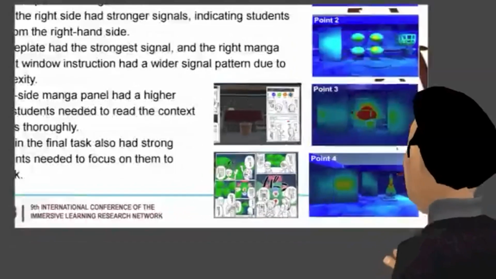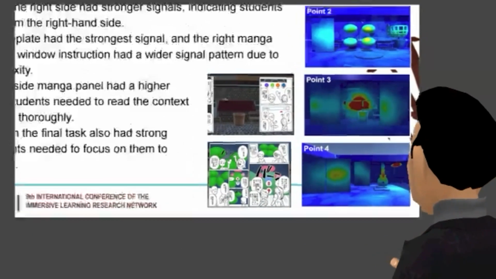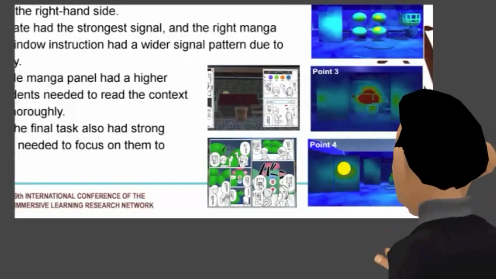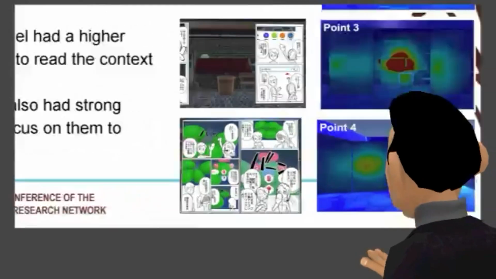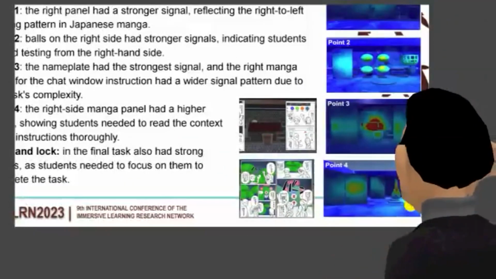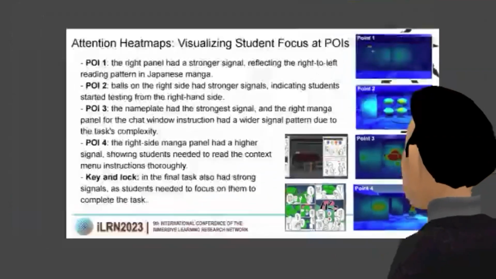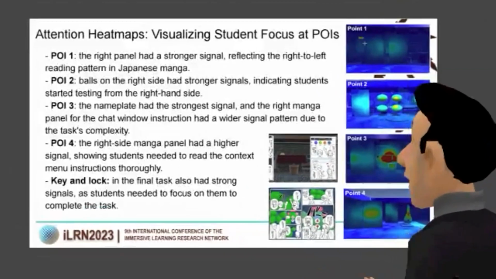And on point 4, there is a strong signal here, and this one as well. That is because there is an instruction about the context menu here, which actually looks like this. So they needed to read quite carefully to complete the task over here, which required the context menu. So that's why this part and this part had strong signals.